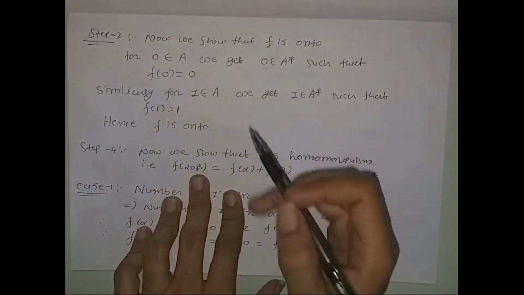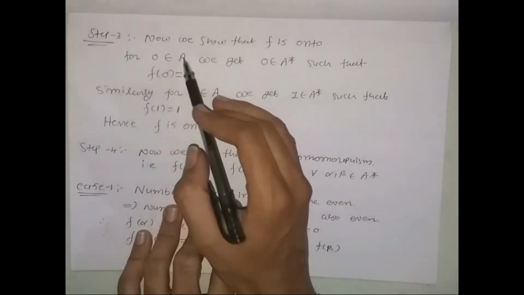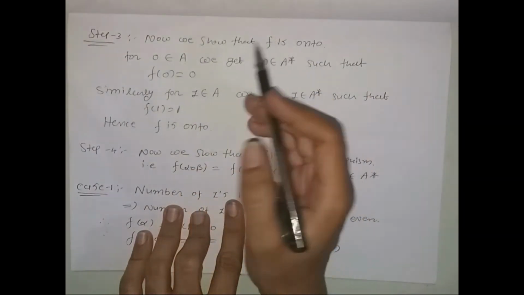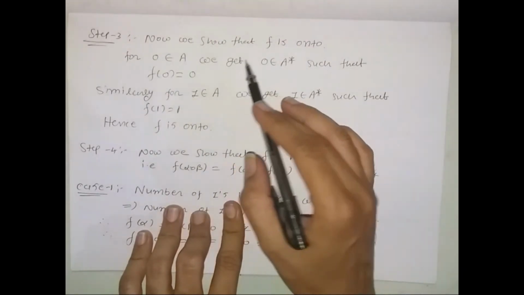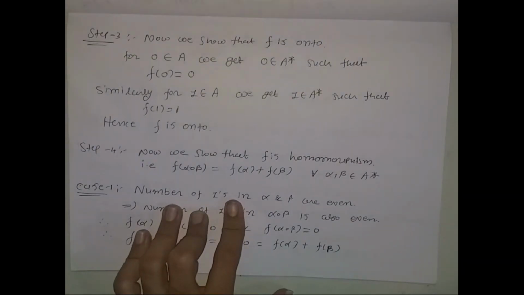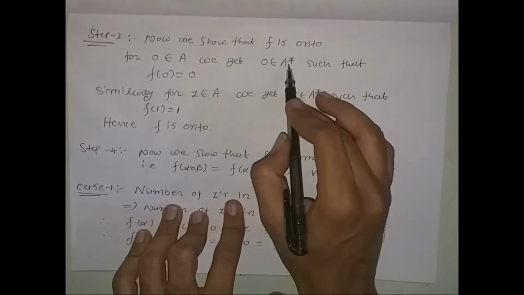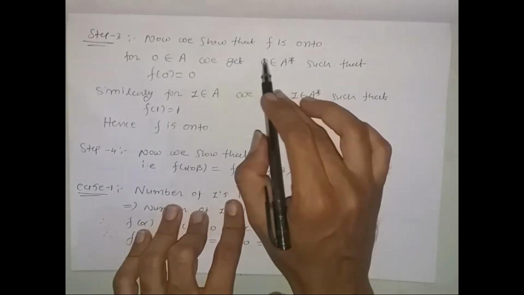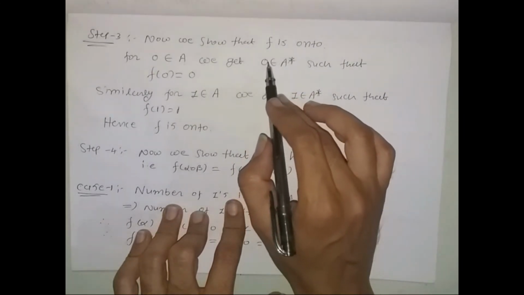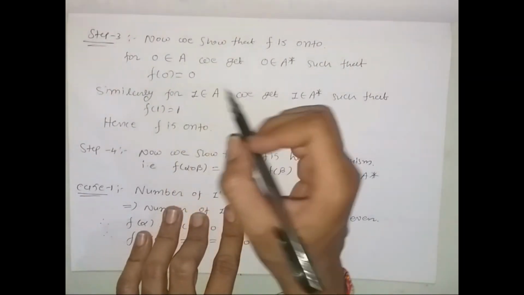Now we will see that f is onto. So what is ontoness? For 0 belonging to A, there are only two elements in A, 0 and 1. For 0 belonging to A, we get 0 belonging to A star such that f of 0 is equal to 0. Because if we consider 0 belonging to A star, what is the 0? This is the finite sequence, and the number of ones in this sequence is 0. 0 is an even number. So f of 0 is equal to 0.